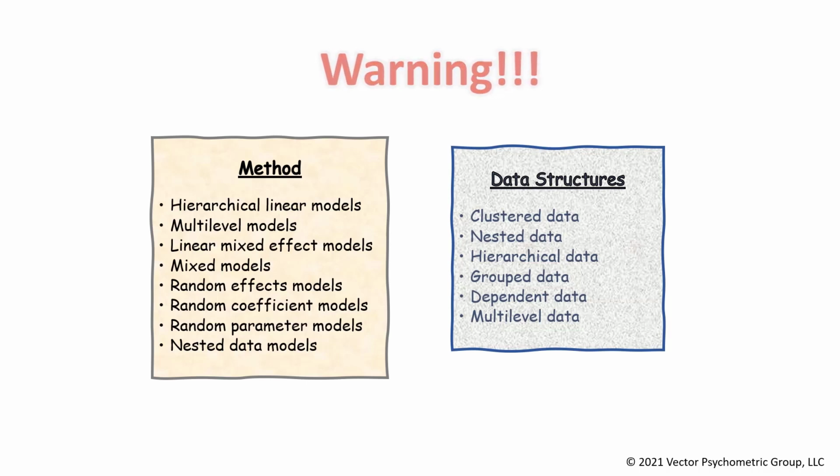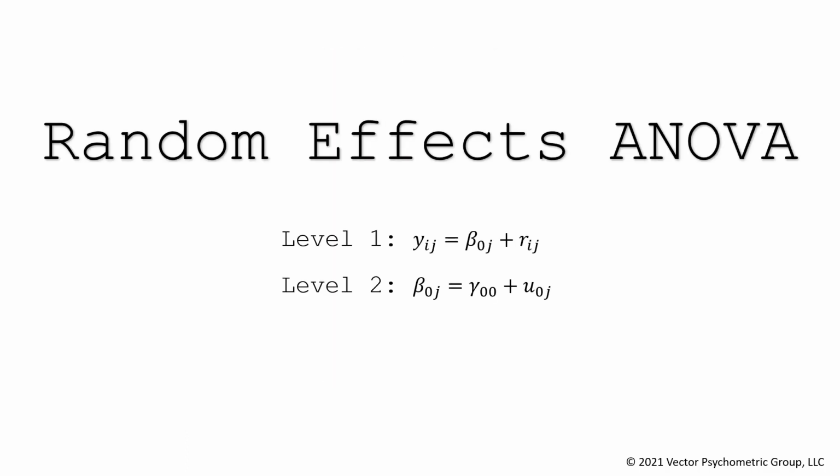Next, I'm going to introduce the random effects ANOVA model. An essential part of understanding and fitting two-level hierarchical linear models is digging into two basic equations. The level 1 equation references the lowest level of the model. This is all about the micro units, which are often individuals like students, patients, or employees. The level 2 equation addresses the highest level of the model. This is about the macro units. These are often things like classes, hospitals, or companies.